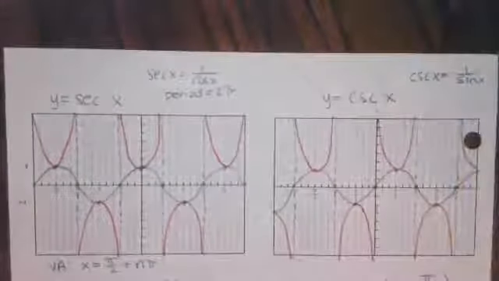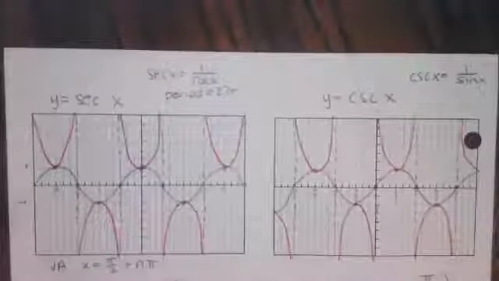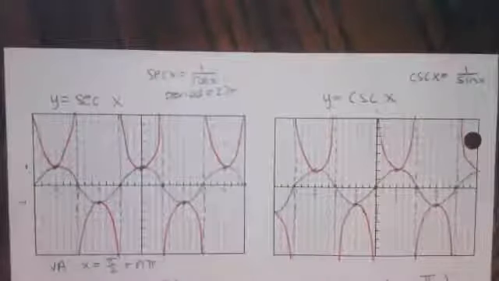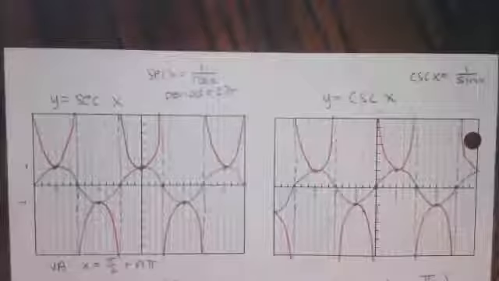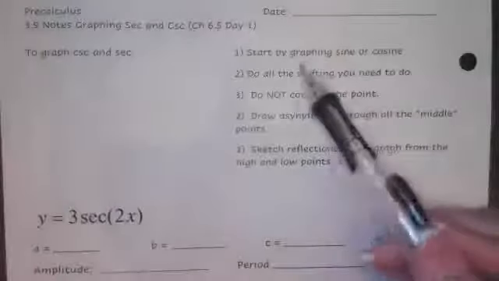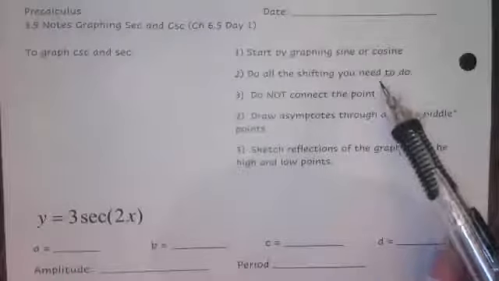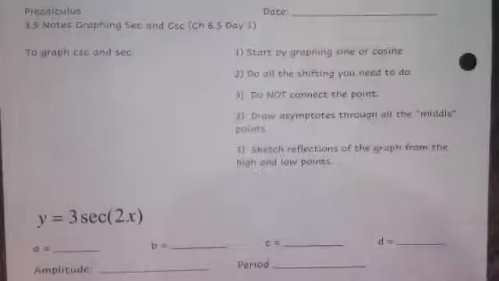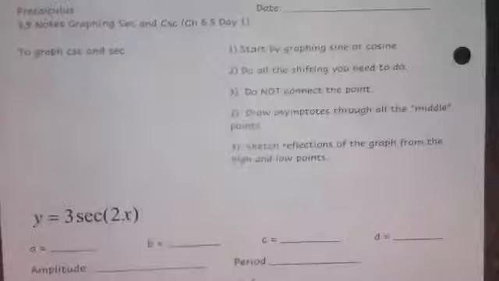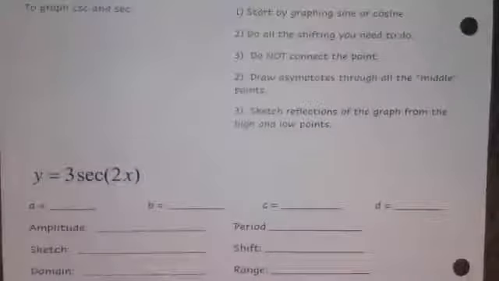So there is our parent function for the secant and our parent function for the cosecant. Of course, when we introduce our parent functions, we use transformations afterwards so that we can graph any of them. So let's look at those. So here's the instructions on graphing those. First, you start by graphing the sine or cosine. You do all the shifting you need to do. Then we do not connect the points. We draw the asymptotes through the middle points, and we sketch the reflections of the graph from the high and low points. So let's look at some of those.